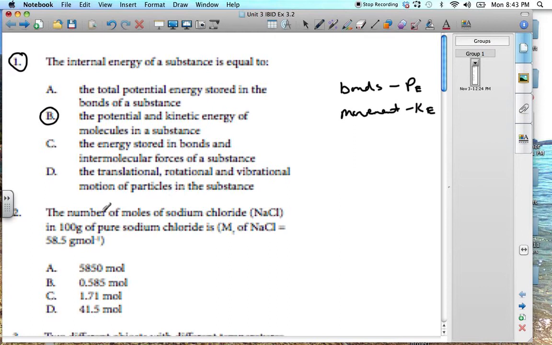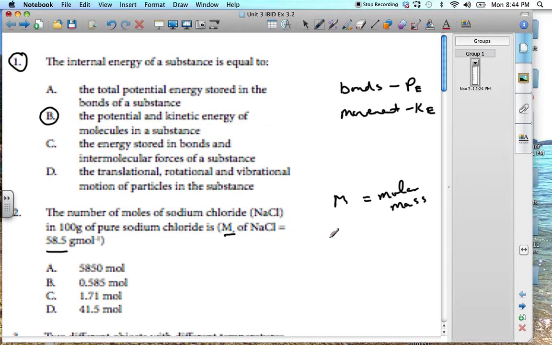Okay, the second question. The number of moles of sodium chloride, NaCl, in 100 grams of pure sodium chloride is. Now you are told here this big M. This big M is what we call your molar mass, and that is the mass of 1 mole of that substance, and it is 58.5 grams per mole. So in this case we've got 100 grams.